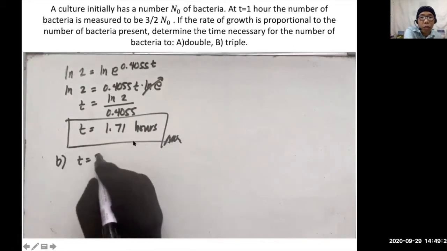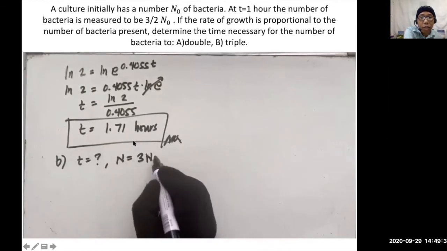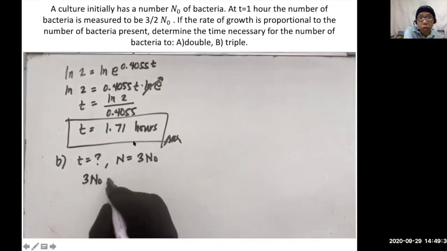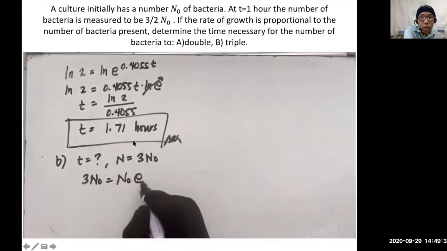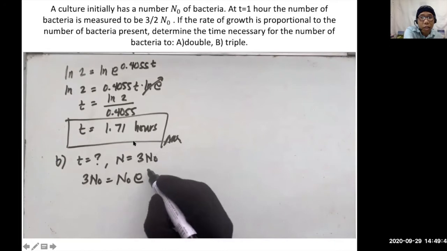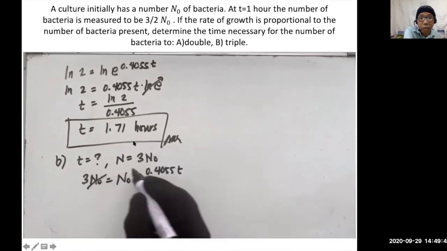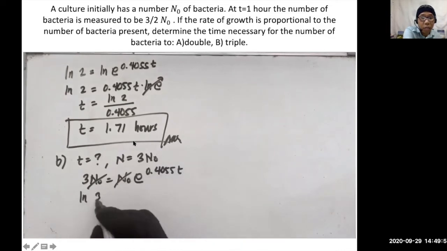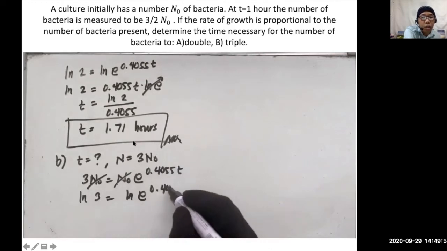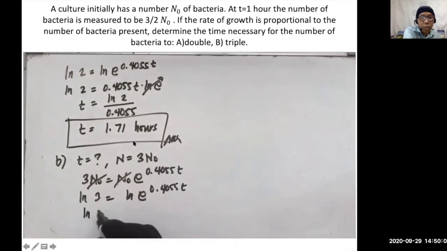We are to solve for the time at which the number of bacteria will triple, or 3 times the initial number of bacteria, or n sub 0. Now we utilize again the solution: n is equal to n sub 0 e raised to 0.4055 times t. So we plug it in that solution. So we have 3 n sub 0 equal to n sub 0 e raised to 0.4055 times t. We cancel n sub 0, and then we take the ln of both sides of the equation. Now we have ln of e on the right-hand side raised to 0.4055 times t. And we can determine the time here.